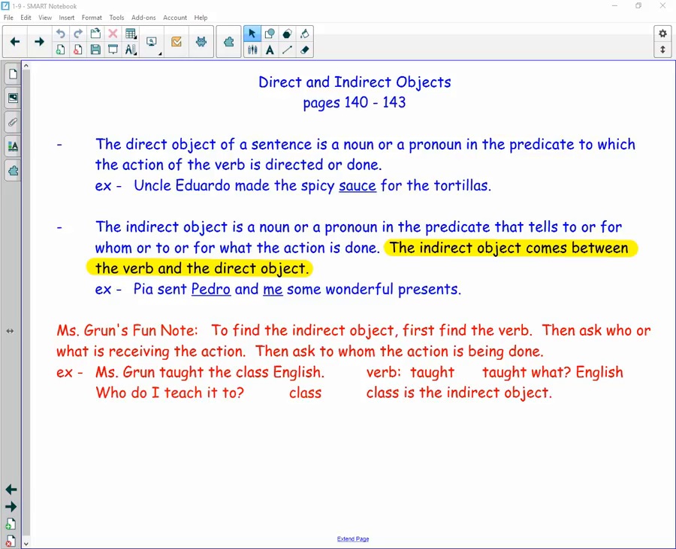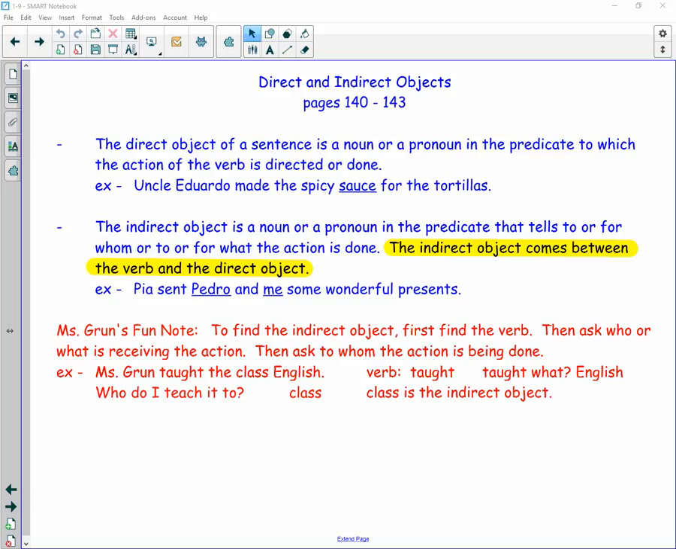An indirect object is a noun or a pronoun in the predicate that tells to or for whom or to or for what the action is done. The indirect object comes between the verb and the direct object, always. Pia sent Pedro and me some wonderful presents. What did she send? She sent presents, that's your direct object. Who did she send them to? Pedro and me, that's your indirect object.